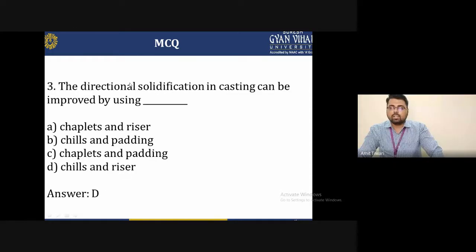Third: directional solidification in casting can be improved by using which of the following? The options are A chaplet and riser, B chill and padding, C chaplet and padding, and D chills and risers. The correct answer is D, chills and risers.